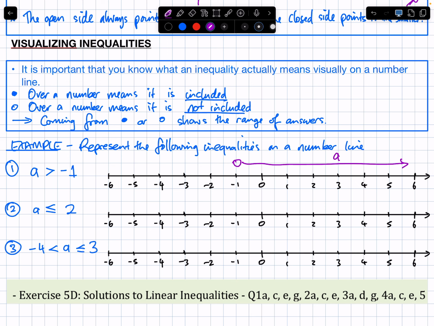What about example 2? A is less than or equal to 2. Am I going to put a dot or a circle over 2? Dot. Why? Because it's less than or equal to. So I can have 2 as well. So I can have a closed dot over 2. Which direction am I going to draw the arrow though? Less to the left. Well done. And then I write A above that.